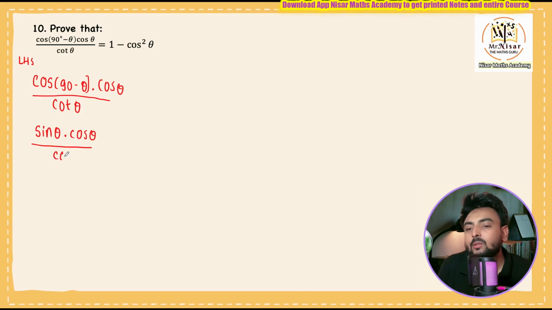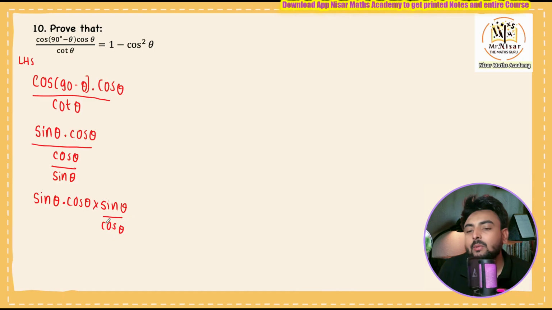Cot, can I write it in terms of sine and cos? It is cos by sine. When a fraction is there in the division, it becomes reciprocal. So it is sine theta into cos theta into sine by cos. This cos is going to get cancelled. It becomes sine into sine, sine square theta. And in terms of cos, according to the trigonometric identity, it is 1 minus cos square theta, because sine square theta plus cos square theta is equal to 1. Very easy question it is.